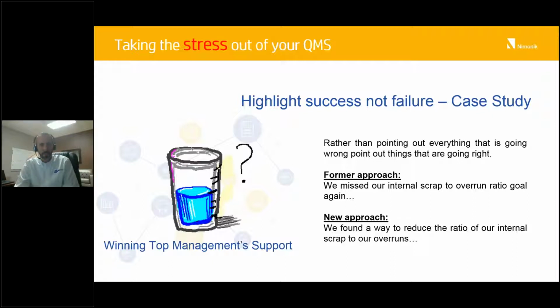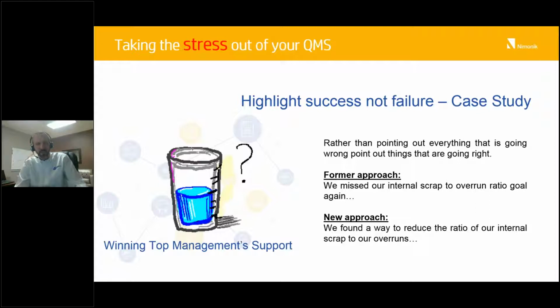And finally, somebody in a management review spoke up and said, hey, time out. Did you notice, though, that over the last 2 years, we reduced the ratio of the internal scrap to the overruns? Yeah, we didn't make our goal. Everybody could clearly see we didn't make our goal, but can you see that we found a way to reduce that ratio? I want to talk to who did that. I want to talk to the team leader who did that, who found that way.